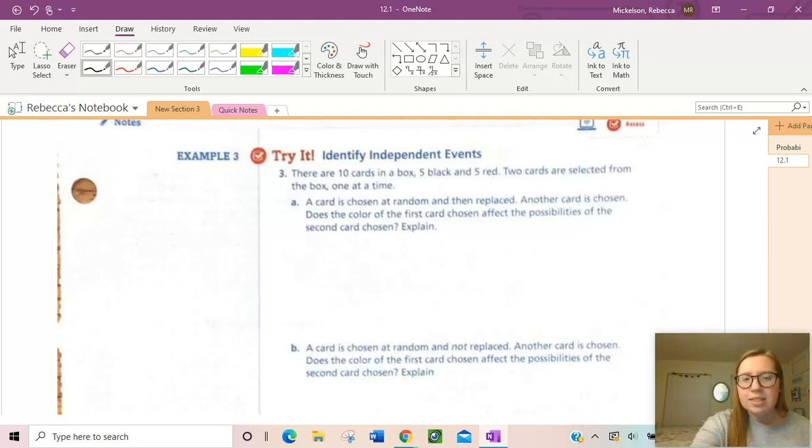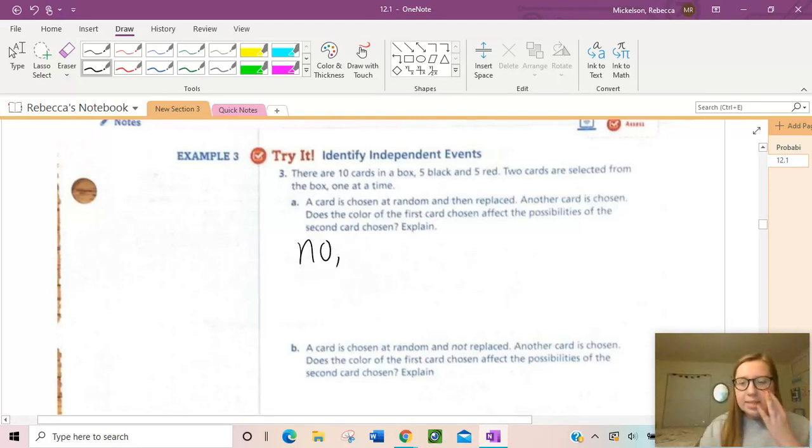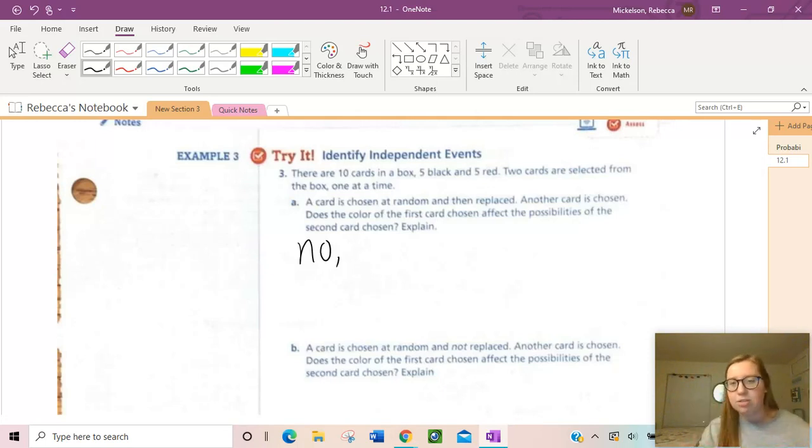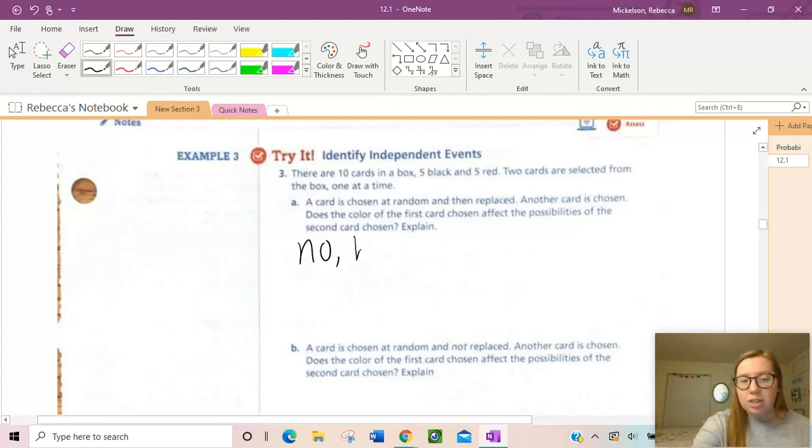And for the first example, I would say no. Why isn't anything changing? Well, we're not changing the number of cards because we put our card back, so there's 10 total cards. And we're not changing the different kind of outcomes. There's still 5 black cards and there's still 5 red cards to choose from. So nothing's changing about our sample space. And what's the key idea? Nothing's changing because the card is replaced.